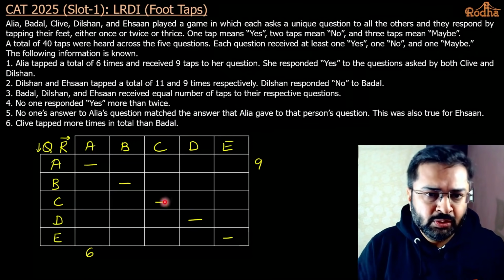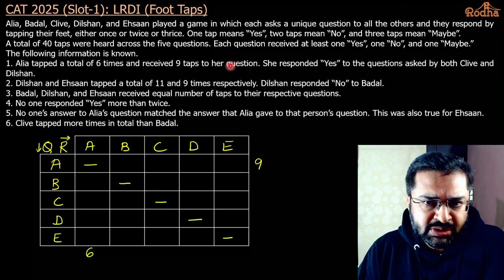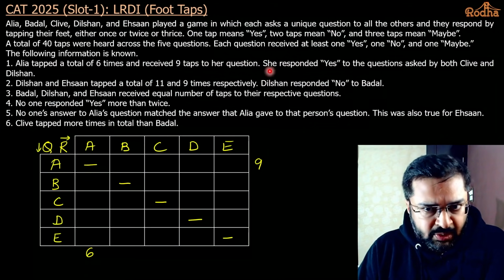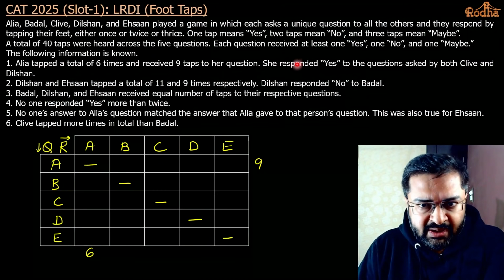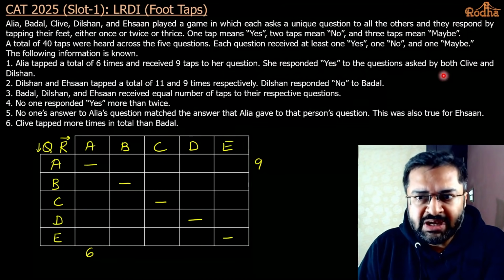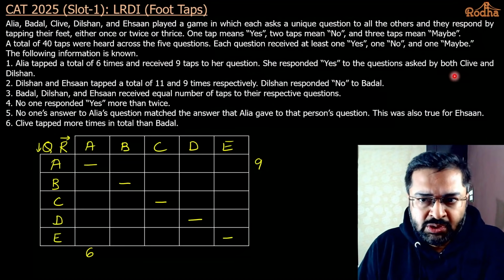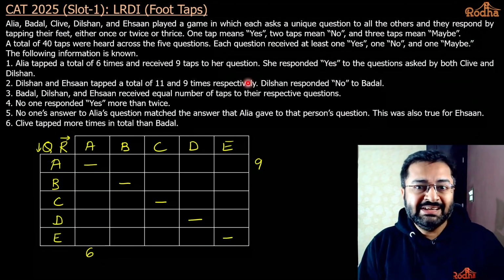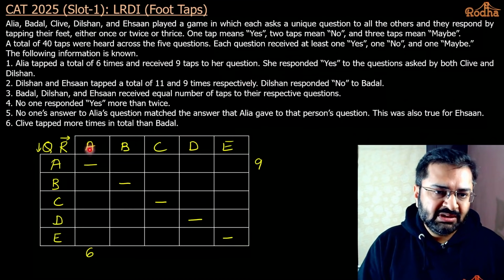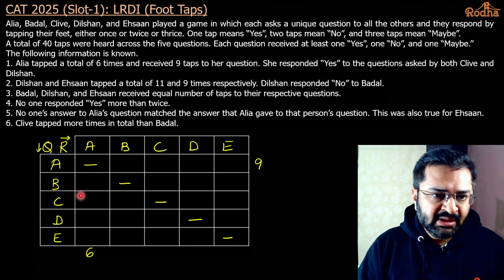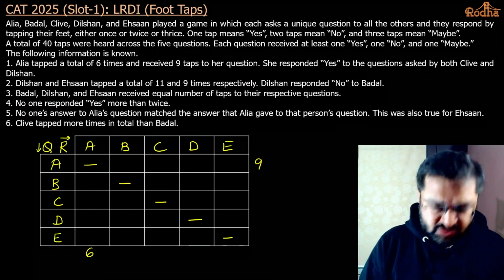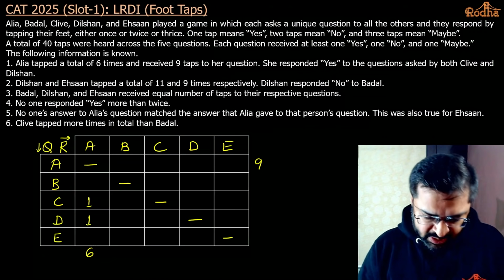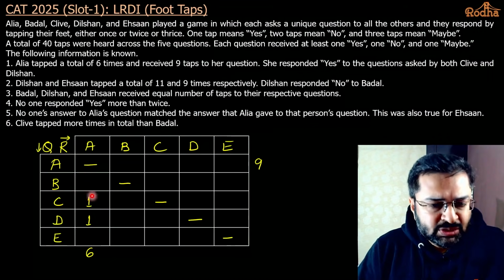Likewise, we can continue. Now we can just plug in the data from these statements given here. What does it say? A responded yes to the questions asked by both Clive and Dilshan. So C and D. So A responded to C and D with a yes. So what does that mean? Yes would translate to 1 tap. So this is 1 and this is 1, right?